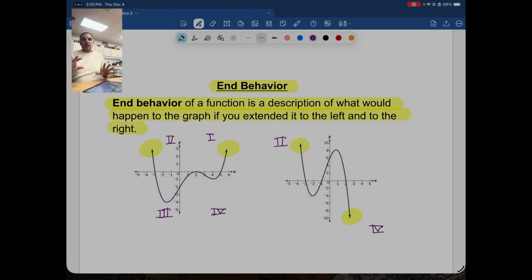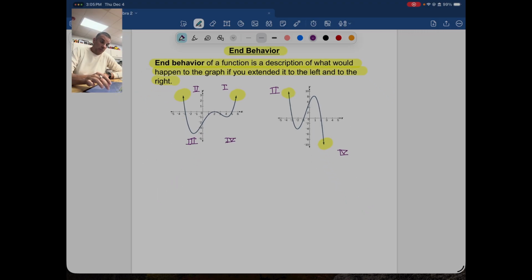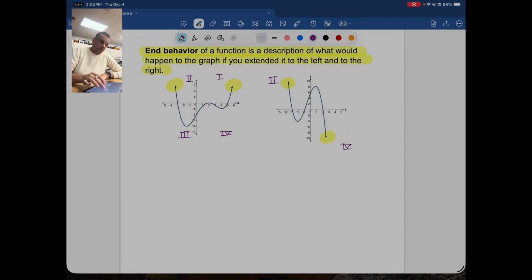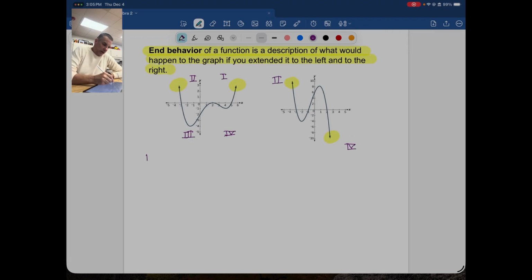So those are their end behaviors, and there are specific things that happen according to the degree of the polynomial and the leading coefficient that help us with the end behavior. And we want to be able to tell the end behavior. So there's 4 specific things that can happen. We're going to deal with what happens with the degree and the leading coefficient. So we've got 4 different graphs that we're going to create.